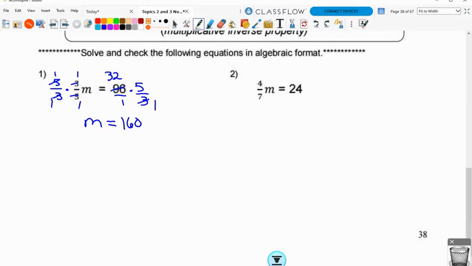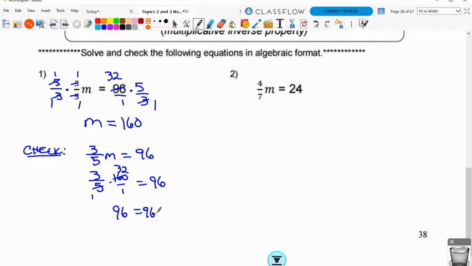Let's check to make sure that we did this correctly. With a check, the first thing you have to do is rewrite the problem. 3/5 m equals 96. We think m is 160, so we'll do 3/5 times 160 over 1 equals 96. Before we multiply, we can simplify with 5 and 160. They have a common factor of 5. 5 goes into 5 once, and 5 goes into 160 32 times. So we have 3 over 1 times 32 over 1, which is 96, and 96 equals 96, so the equation checks, and I know that m equals 160.